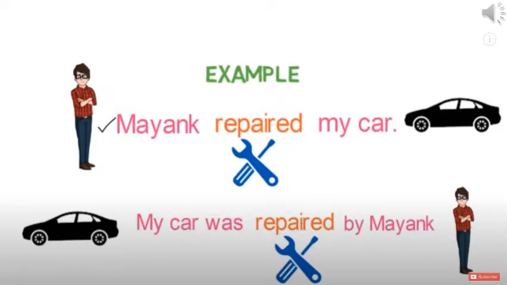Let's take an example. Mayank repaired my car. The same sentence in passive voice would be: my car was repaired by Mayank. Both are the same or identical in meaning, but the context changes. In the first sentence, subject Mayank is given more importance and we get to know he is the person who is performing the repair activity on the car, which is an object. In the second sentence, more importance is given to the object car and the action performed by the subject rather than the subject itself. And we generally use active voice only.